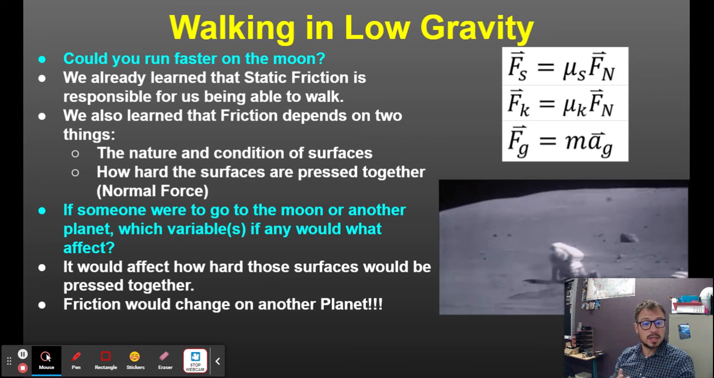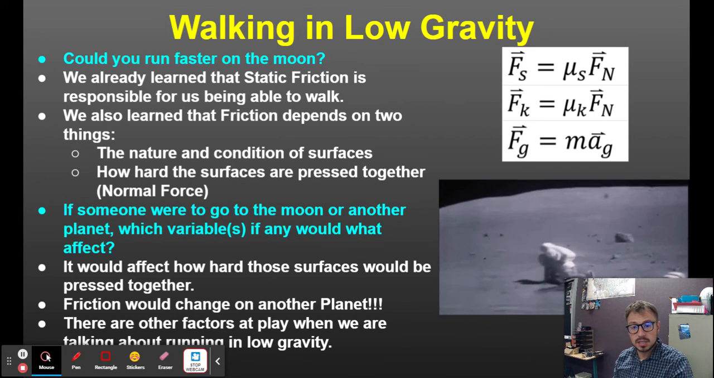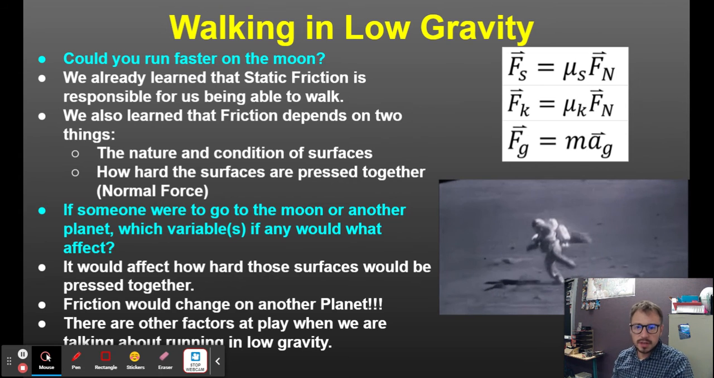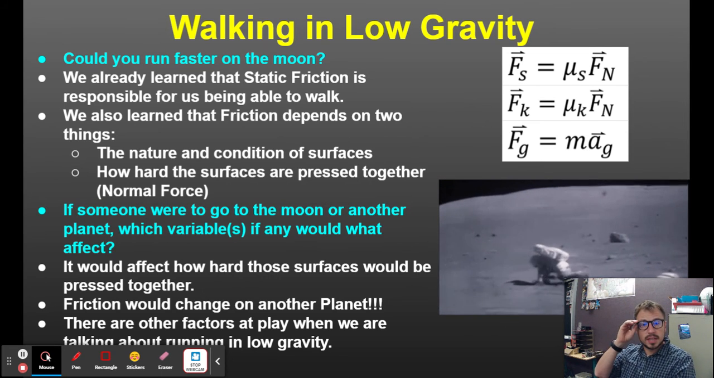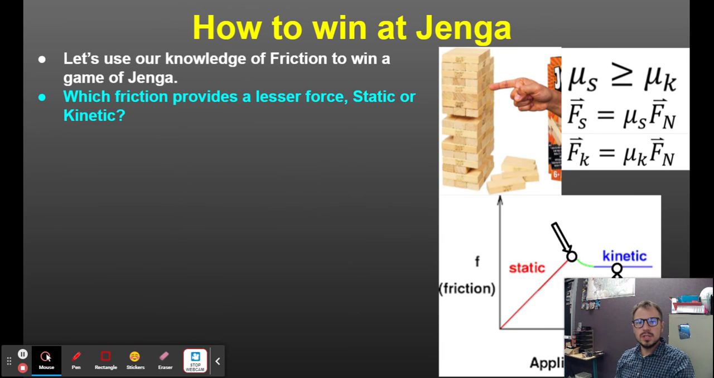Like if you were in this building versus another one, that would affect that friction because it'll affect how hard those surfaces are pressed together. Now, there are definitely other factors that come into play when we're talking about running in low gravity. And what is the best strategy for taking advantage of the nature of friction when playing the game Jenga?